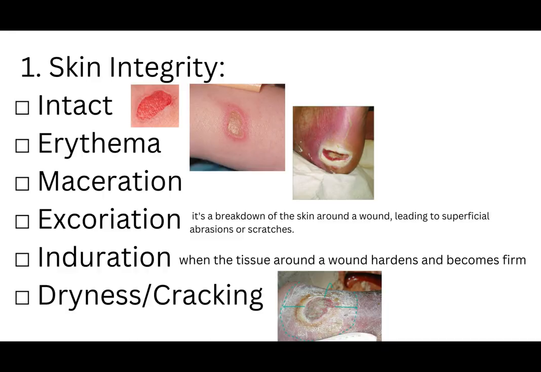So after we assessed the exudate, we want to assess the peri-wound. So this is the tissue surrounding the wound. It's honestly just as important as the wound itself. So we look for any signs of irritation, maceration, excoriation, which can all impact healing. So what do these mean? These are big words. Let's go over this a little bit just so you better understand what they are.